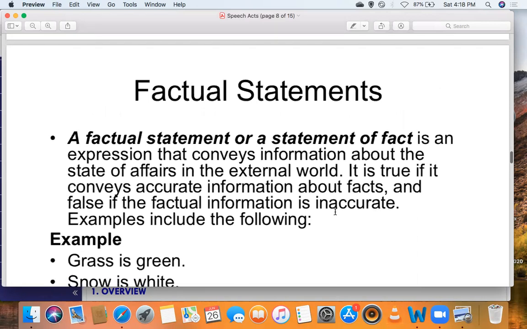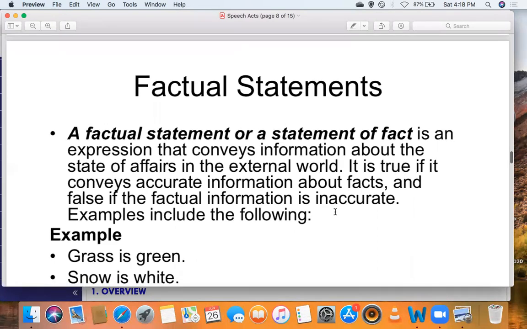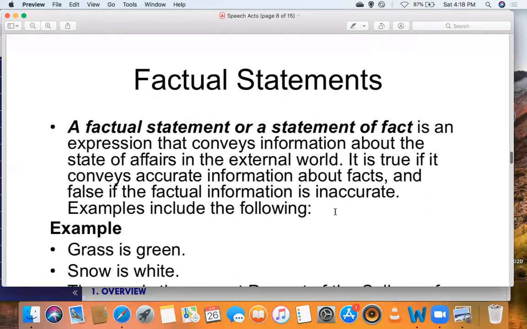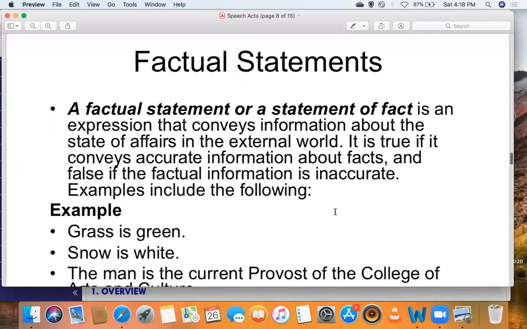Factual statements. A factual statement or a statement of fact is an expression that conveys information about the state of affairs in the external world. So a factual statement tells us about facts in the external world. It is true if it conveys accurate information about facts, and it is false if the factual information is inaccurate.